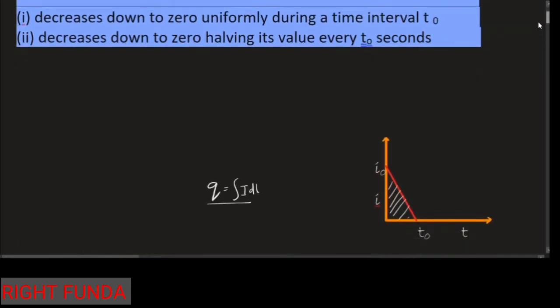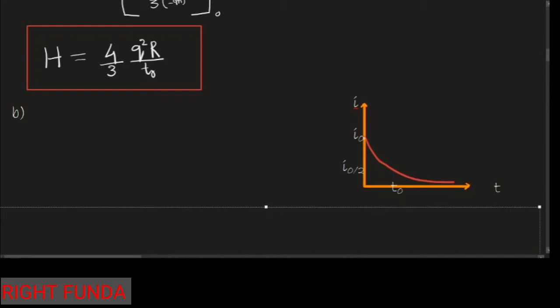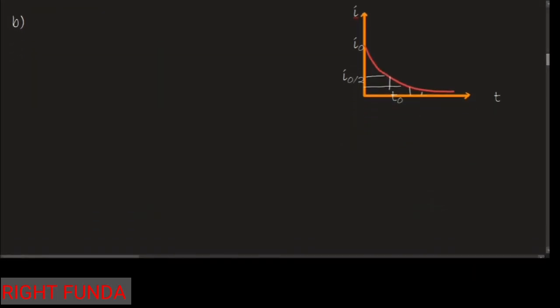The question is not clear, but we assume that the current flows like this and decreases like this. I naught was there, and in t naught time it becomes I naught by 2. In another t naught time, it becomes I naught by 4. Another t naught time, it decreases exponentially like this. So one function of current as a function of time, where every t naught time it becomes half, I can write as I = I naught times half to the power t by t naught.